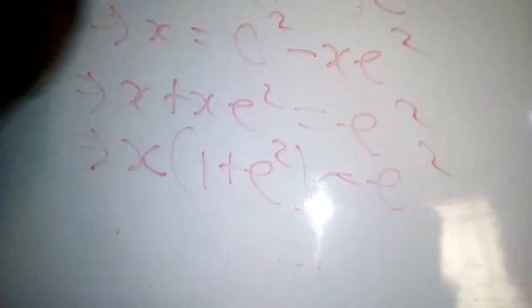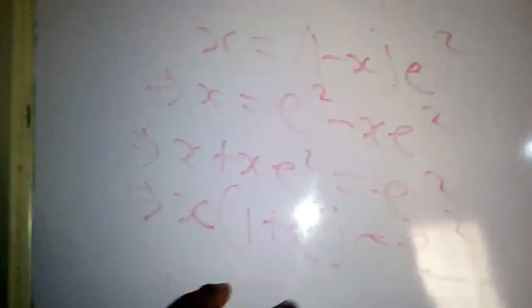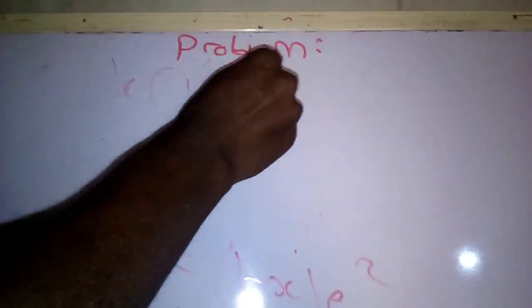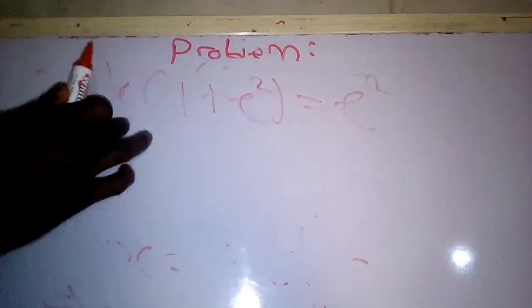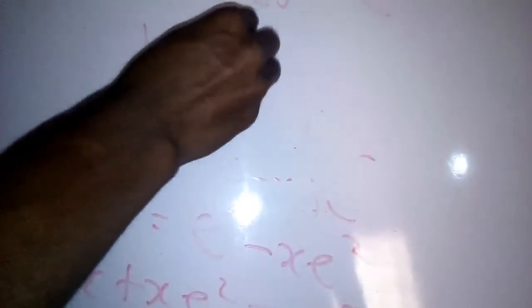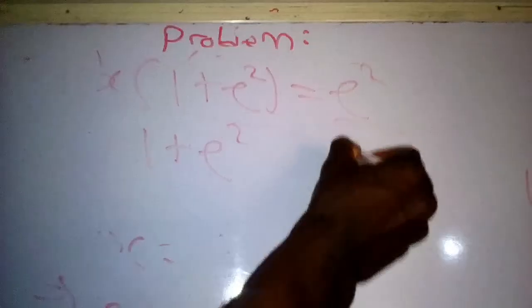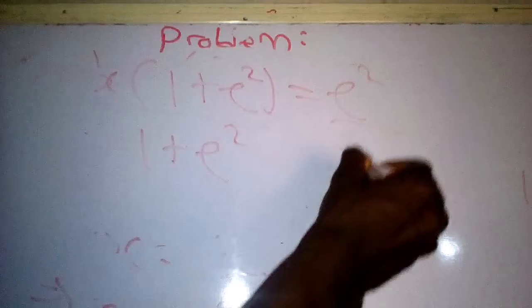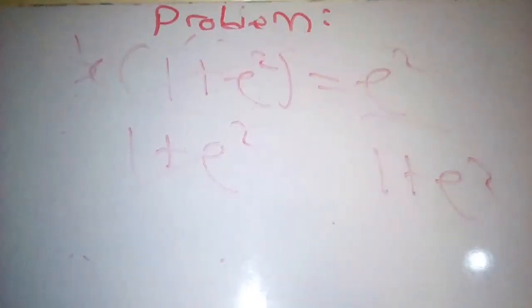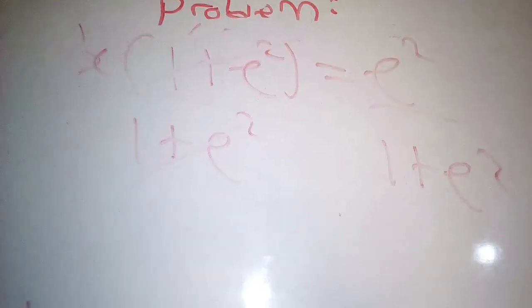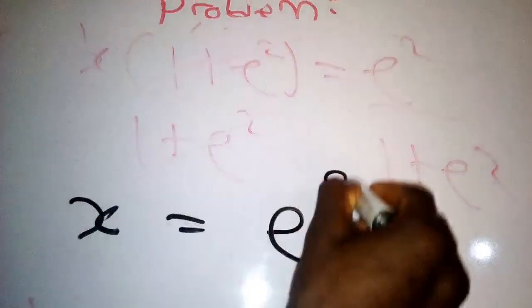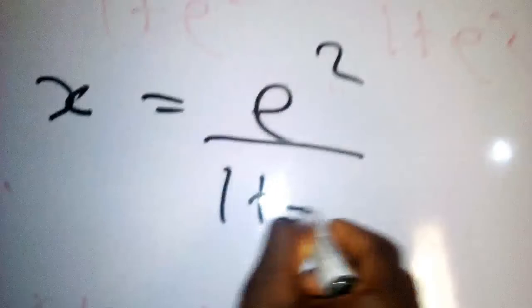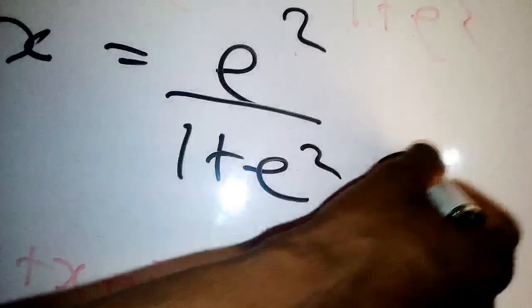Let me bring it up here for you to see. I'll now work on the left side, the function of x here. This implies that what I have is x into 1 plus e squared. To get the value of x here, I'm going to divide both sides by 1 plus e squared, and then this will cancel out. We are left with x equals e squared all over 1 plus e squared.